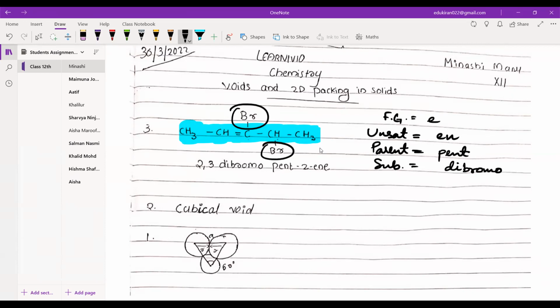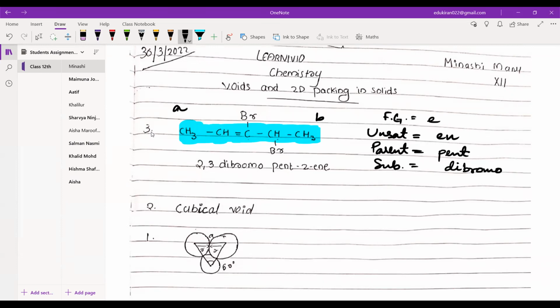Dibromo. Now we have to number it, right? So which terminal should I start from? A terminal or B terminal? Hi guys, tell me. Hishma, tell me. B. Why B? What is the sequence?